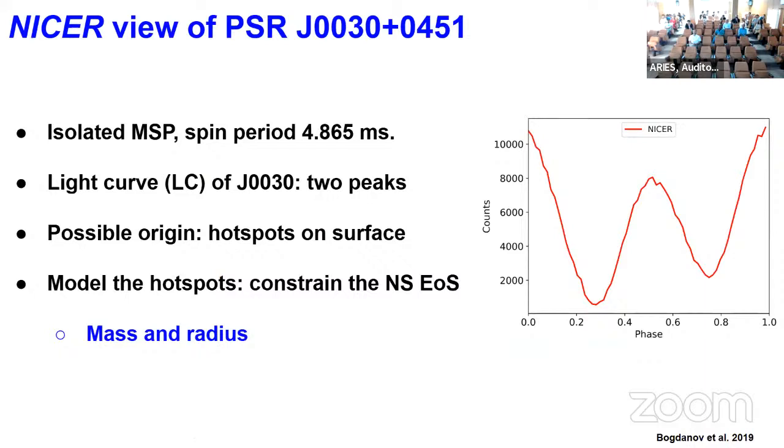So this is the source we are studying, pulsar PSR J0030+0451. It's an isolated millisecond pulsar, and its spin period is around 5 milliseconds. The light curve I was showing is for J0030. You can see two peaks in one rotation phase. And as I said, the possible origin is the hotspots, the emission sites on the surface. And again, just to reiterate, we want to model the hotspots and constrain the neutron star equation of state.